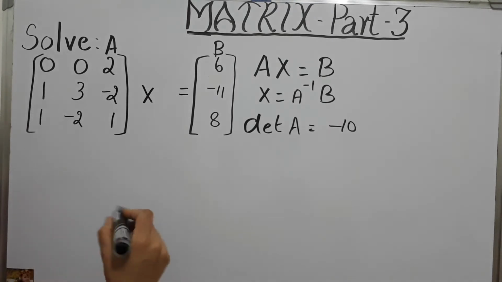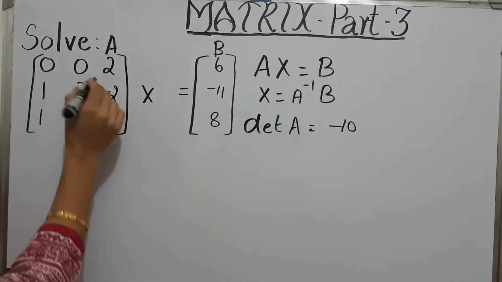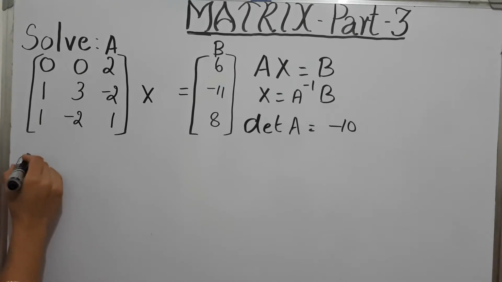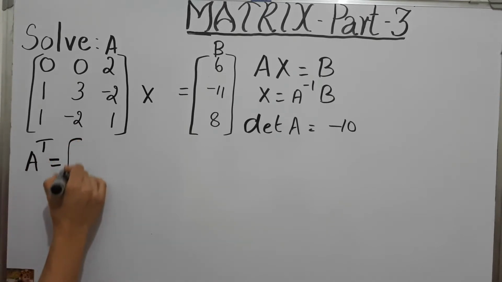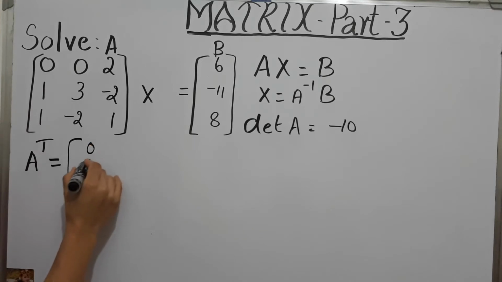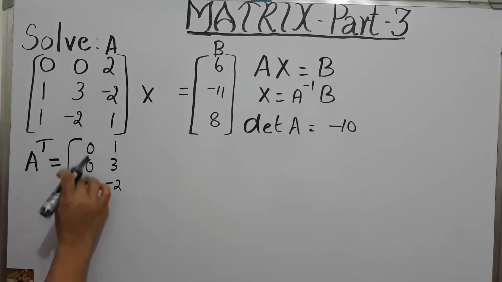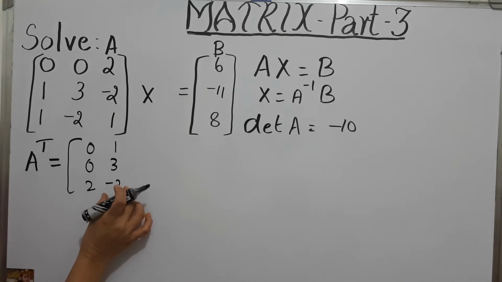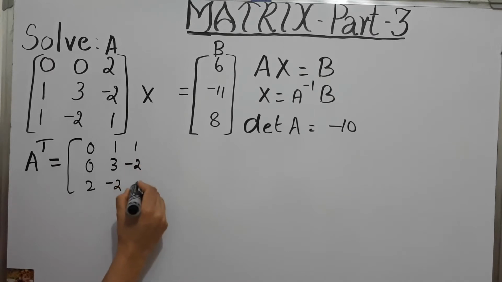Now you have to find the transpose of matrix A. Transpose means you have to write all the rows as columns. You just have to switch all the rows into columns. So you can write it as A transpose, in this notation. That is equal to 0, 0, 2, 1, 3, minus 2. So this is the first row and I am writing it as the first column. And this is the second row, so it is the second column. And the third row will become the third column, which is 1, minus 2, 1.